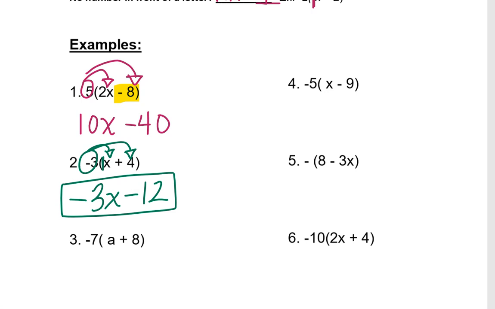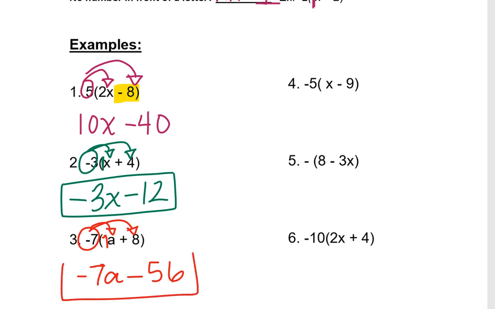In problem number 3, negative 7, parentheses a plus 8. That a needs a coefficient of 1, so I distribute my negative 7. Negative 7 times 1a is negative 7a. Negative 7 times that positive 8 is negative 56. So my final simplified expression is negative 7a minus 56.